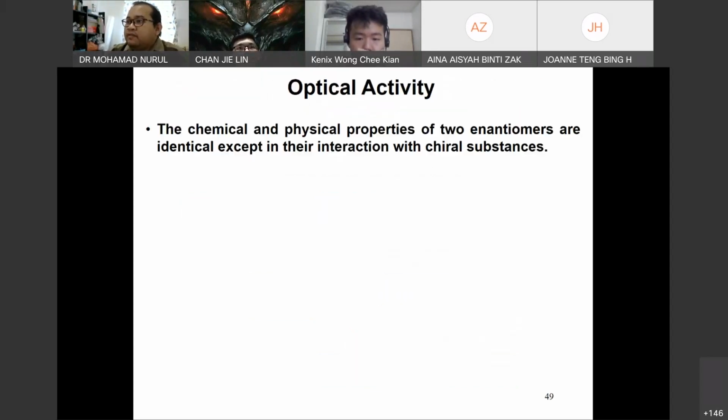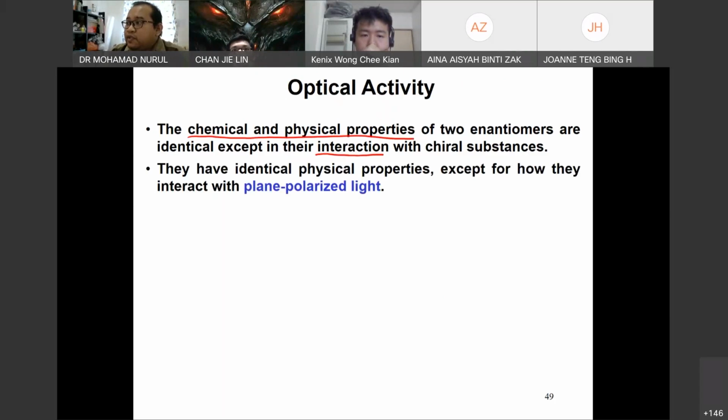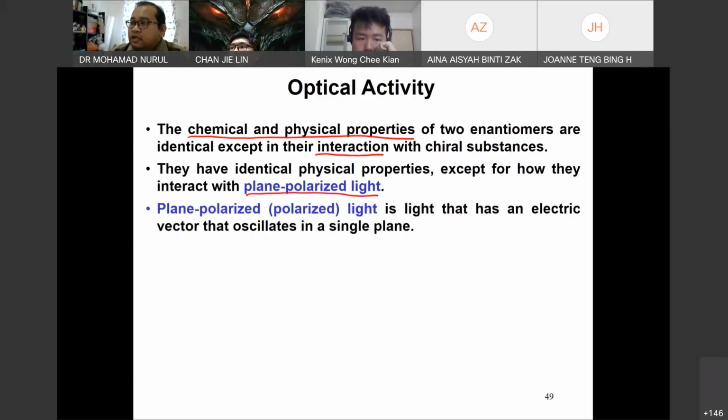Optically active. The chemical and physical properties of two enantiomers, the R and S products for example, are identical except for their interaction with chiral substances. This is a general statement. They have identical physical properties except for how they interact with plane polarized light. Plane polarized light is light that has electric vectors that oscillate in a single plane.